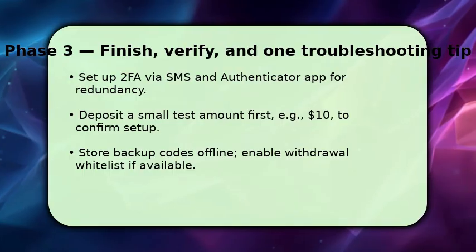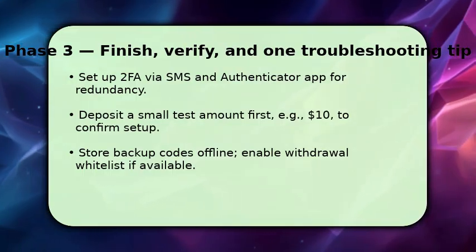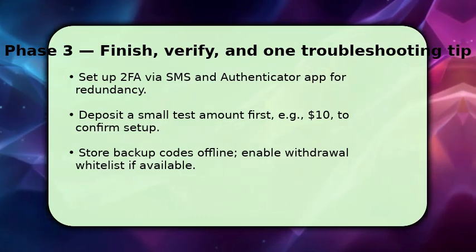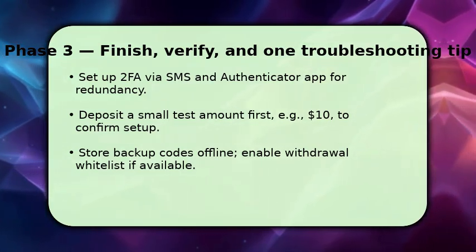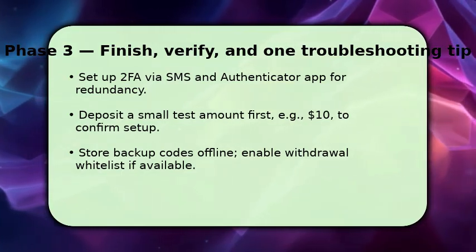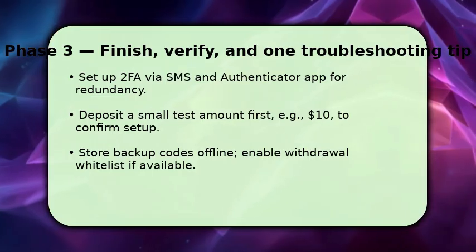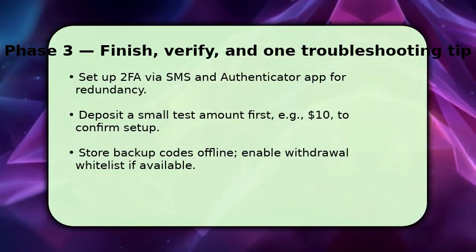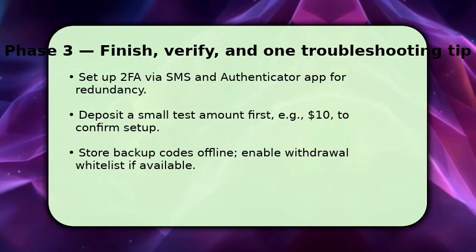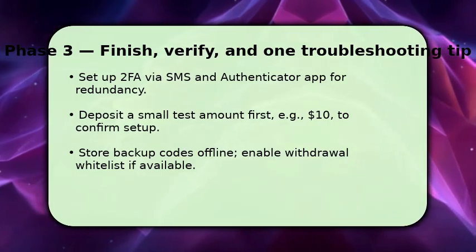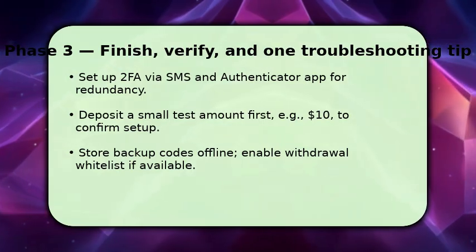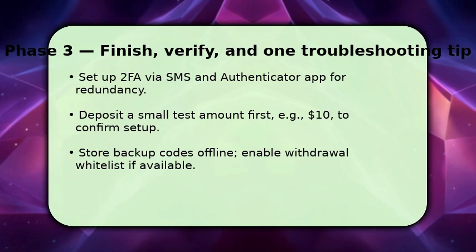Finally, secure and fund your account. Enable both SMS and an authenticator app for two-factor authentication, and save backup codes offline so you can recover access. Then, deposit a small test amount, say $10, to verify network and wallet settings before larger transfers. Once your funds show, consider enabling a withdrawal whitelist to limit where funds can be sent. If you encounter transfer failures, check address formats, network type, and fees. Mismatched networks are the most common problem and often the fix.